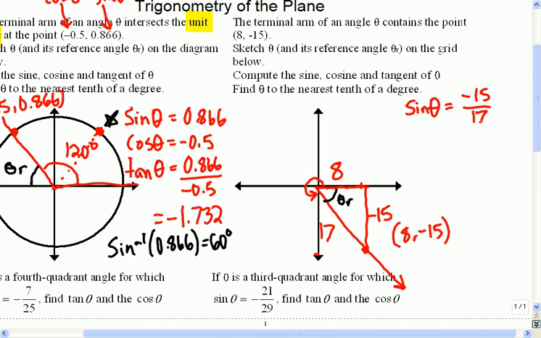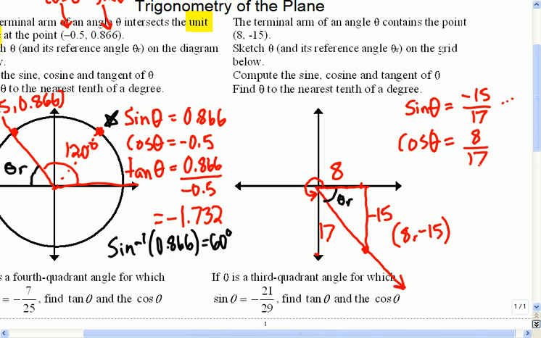And this is what I mean by you don't need the CAST rule. Sine should be negative in quadrant 4. This answer here, it is negative. It's kept the negative sign in it. Okay? If we wanted the cosine, should it be positive or negative? It should be positive in quadrant 4. So let's check and see that it works. Adjacent over hypotenuse, that's 8 over 17.